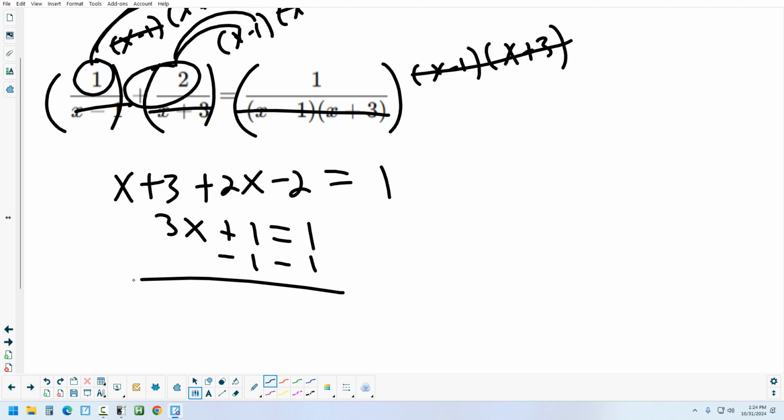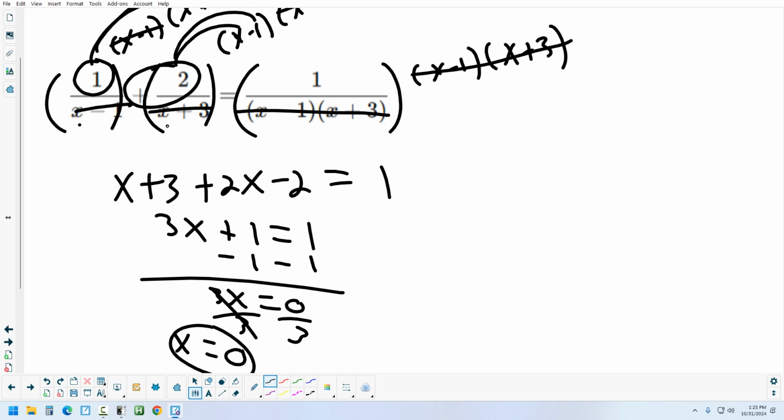0. 3x equals 0. Divide by 3 and it'd be 0, and then you get x equals 0. Is the number we just got a 1? Nope. Is it a negative 3? Nope. Then it's fine. Okay, well, it's not extraneous.